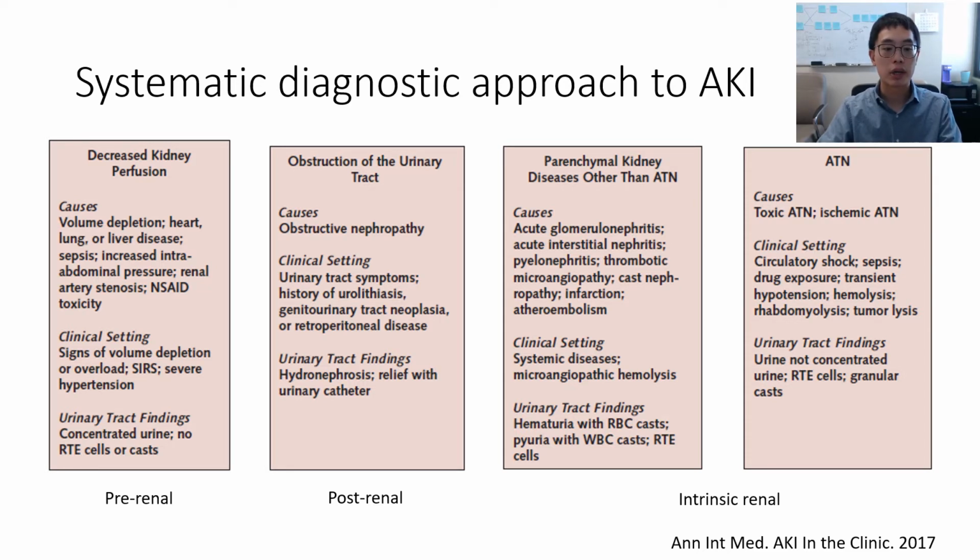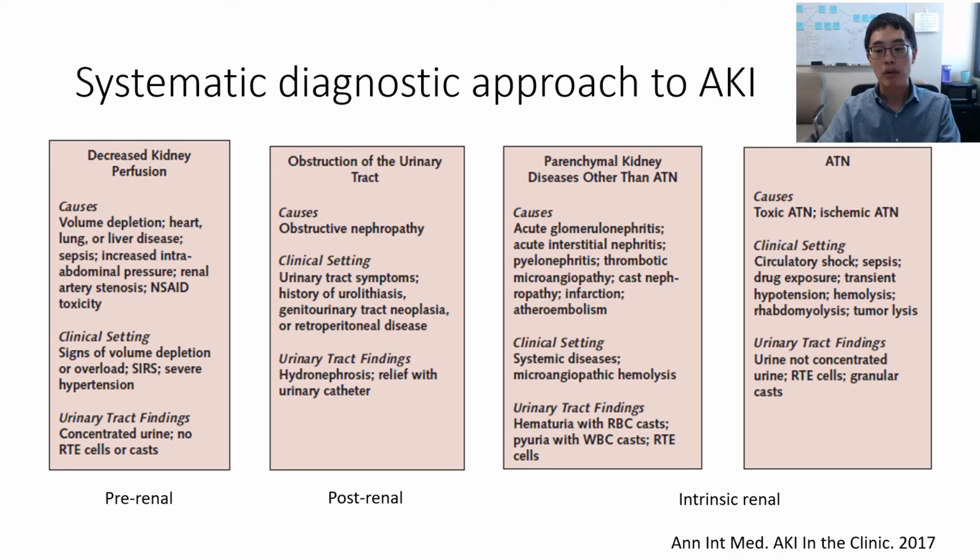So the first is pre-renal. Anything related to perfusion into the kidney can cause kidney injury. Things like volume depletion, heart, lung, liver disease, sepsis, increased abdominal pressure, renal artery stenosis, anything that leads to a decrease in perfusion to the kidney, we classify as a pre-renal cause of kidney injury.